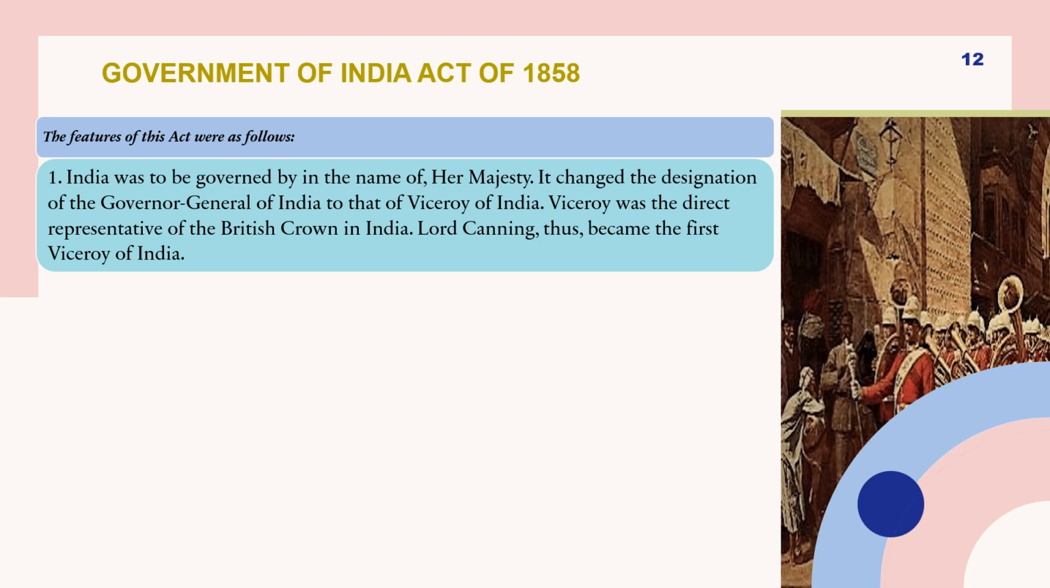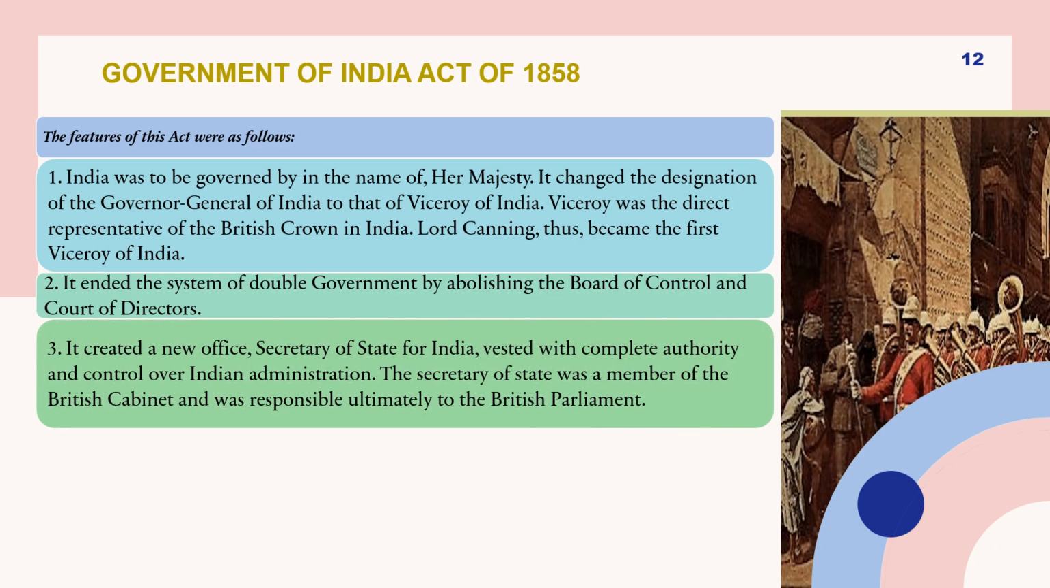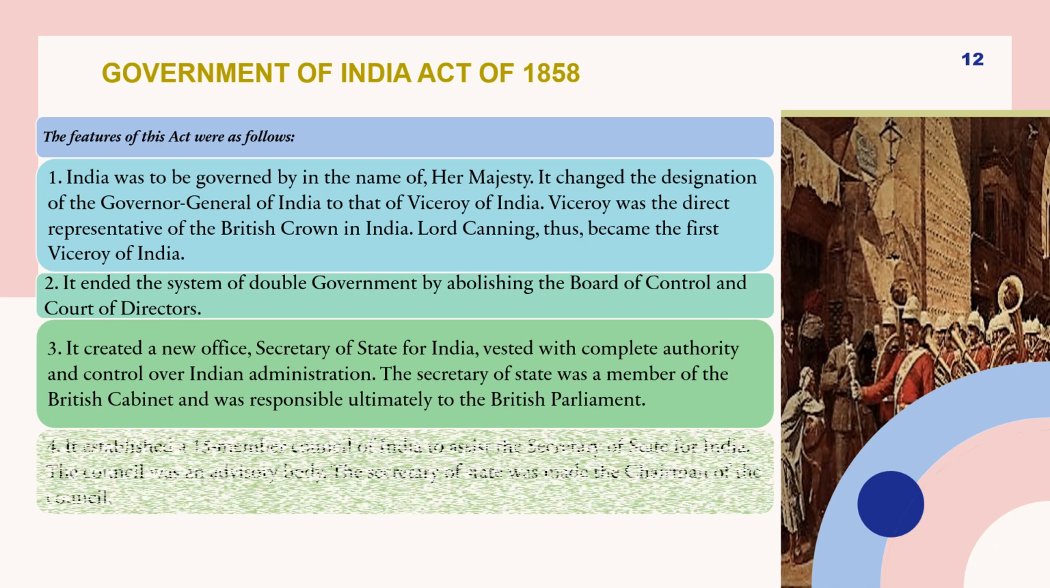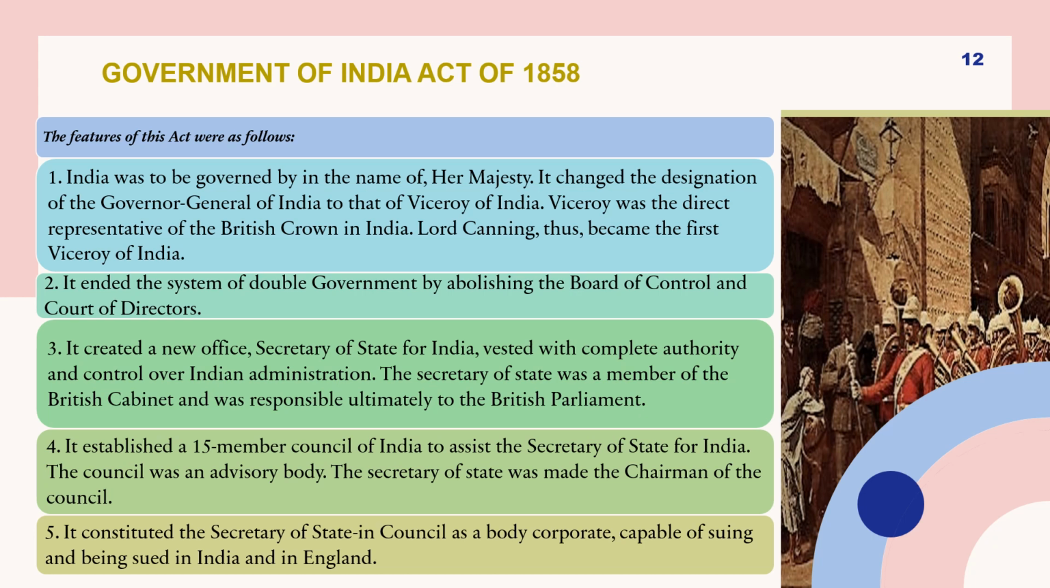And this act ended the double government by abolishing the Board of Control and Court of Directors, and this one created a new office for the Secretary of State for India and vested with complete authority and control over the Indian administration. The Secretary of State was a member of the British Cabinet itself and was responsible ultimately to the British Parliament only. It established a 15-member Council of India to assist the Secretary of State for India, and this council was an advisory body only. The Secretary of State was made the chairman of that council.